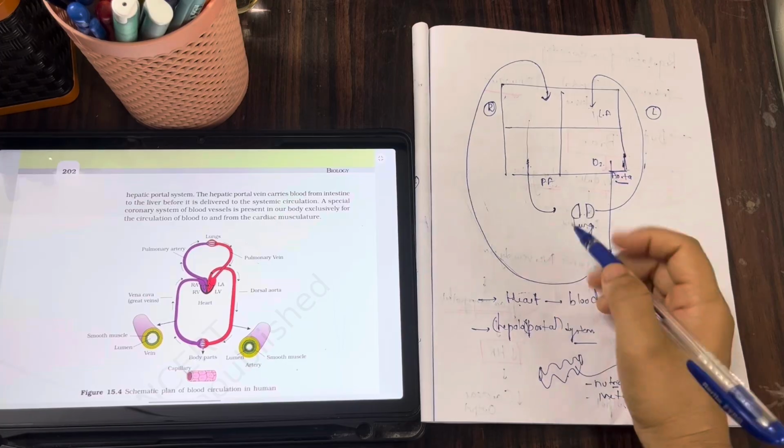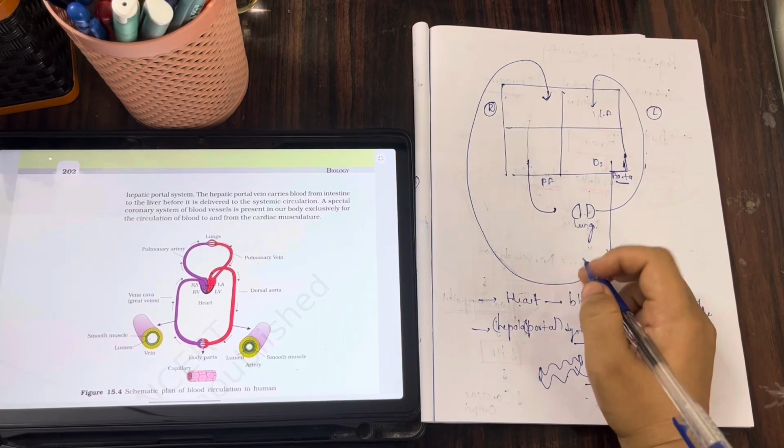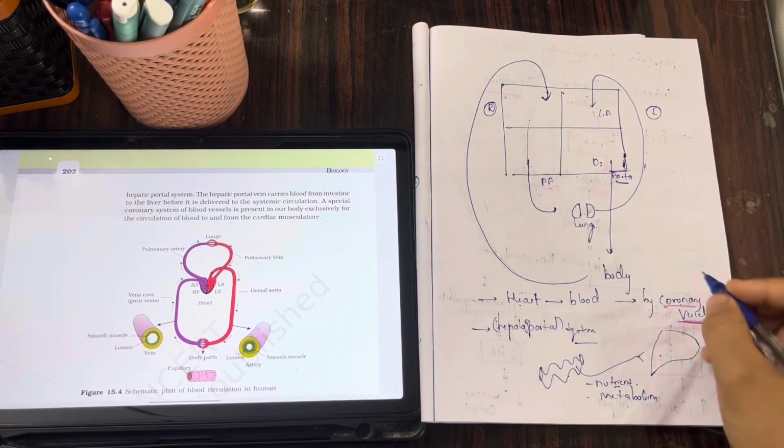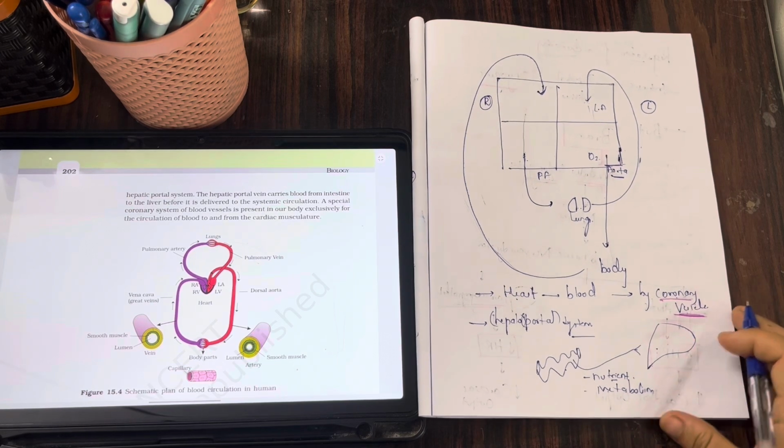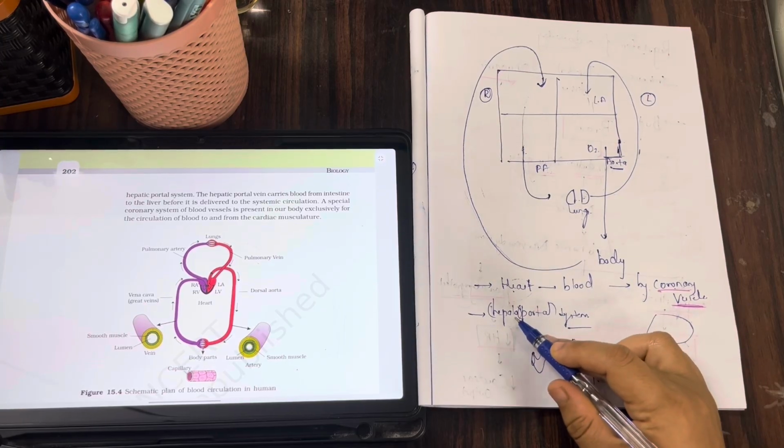So you know that blood is pumped by the heart, but even the heart needs blood. The blood supply of the heart is called the coronary system, or through coronary vessels. There is a specialized system called the hepatoportal system.